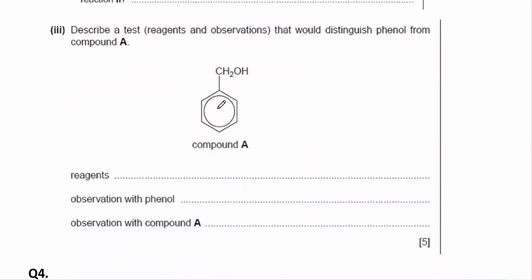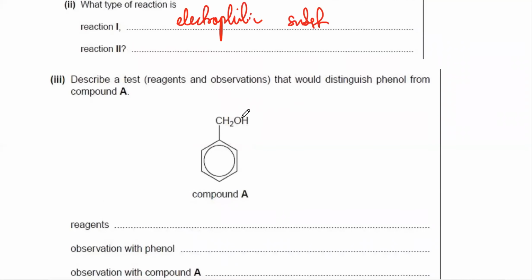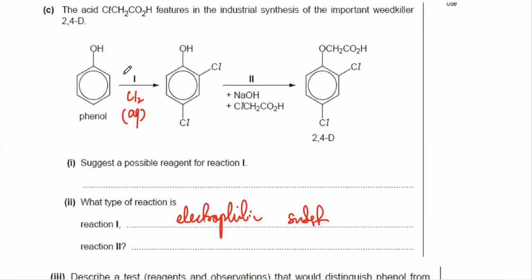Now remember, this is not phenol. This is an alcohol. If the OH is attached to a benzene, then it's a phenol. So make sure you differentiate. Alcohol is something totally different. This one is phenol. So let's do some more questions, and we're going to talk about more reactions of benzene. We're just focusing on the electrophilic substitution part. Make sure you revise that, okay? So let's continue next time then.